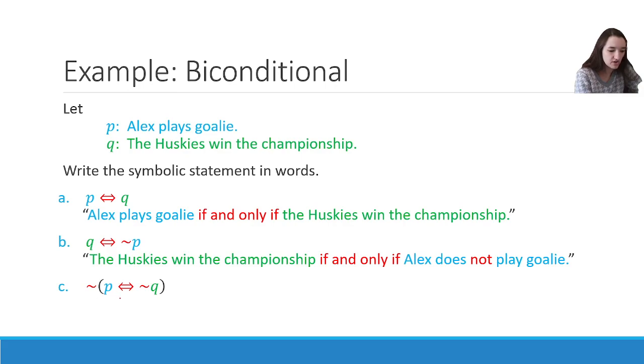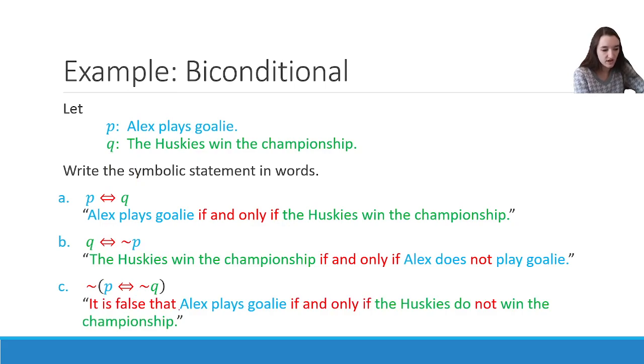And now we've got our negation outside of parentheses. We remember this means we will translate it into something like it is false that whatever is inside. So what's inside? We've got P. We've got negation of Q, so the Huskies don't win or won't win, something like that. And so we get: it is false that Alex plays goalie if and only if the Huskies do not win the championship.